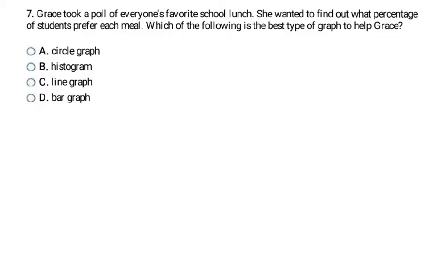This example says, Grace took a poll of everyone's favorite school lunch. She wanted to find out what percentage of students prefer each meal. Which of the following is the best type of graph to help Grace? Well, she wants to deal with percent in her graph. The only graph here that deals with percent is the circle graph. Not the histogram, not the line graph, not the bar graph. So that's why your answer here is A.